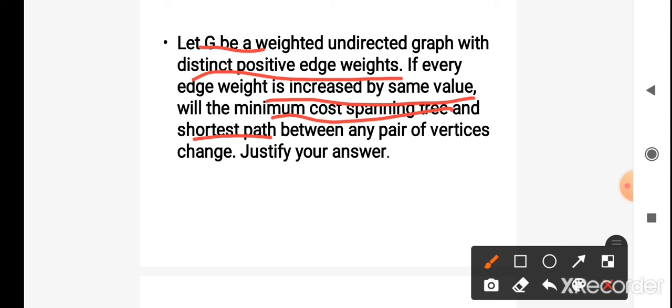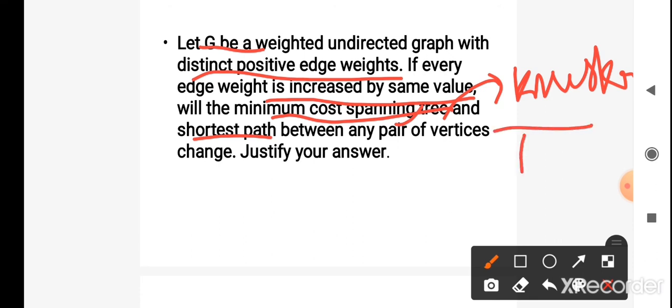Here, for the minimum spanning tree, if we use Kruskal's method, then it doesn't change. If the weight is incremented by the same value, then it will not change the minimum cost of the spanning tree, because the Kruskal process is based on a sorting algorithm.